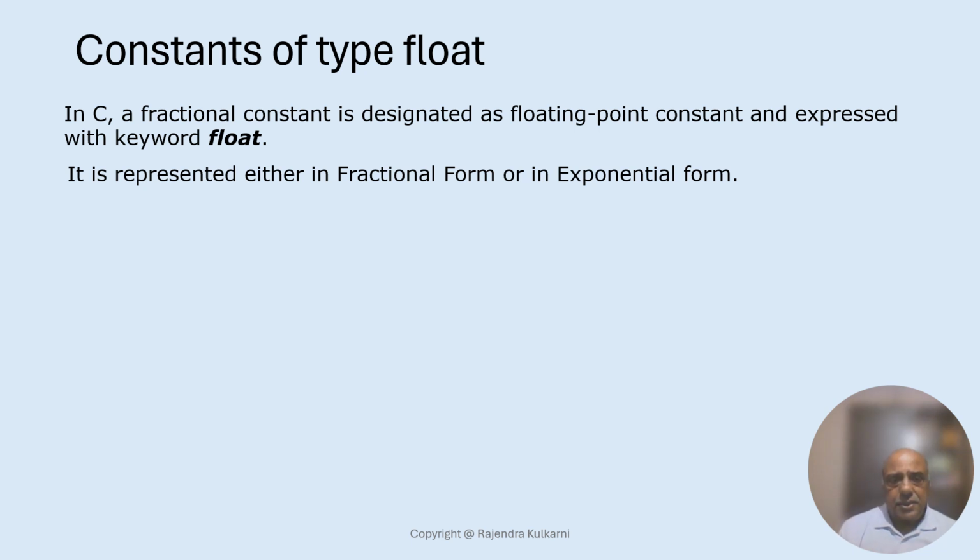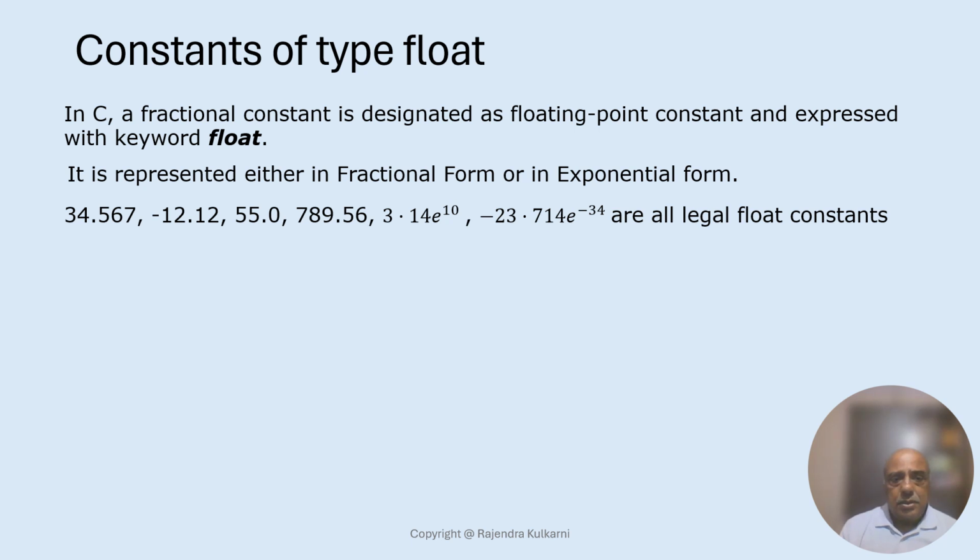In C, we can represent this fractional constant either in the fractional form, that is with a decimal point, or in an exponential form, that is expressing it with the symbol E, or the letter E. These are all the legal float constants. Legal in the sense they are valid, they will be accepted by the compiler as float constants, which are built as per the rules for building float constants.